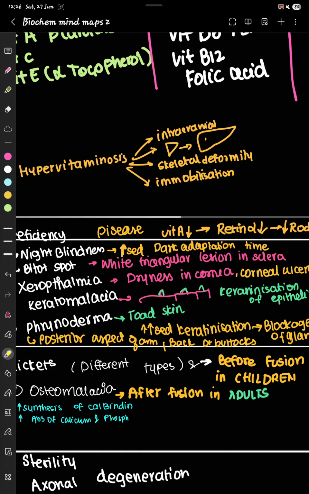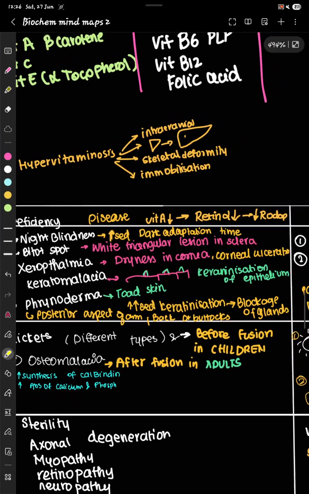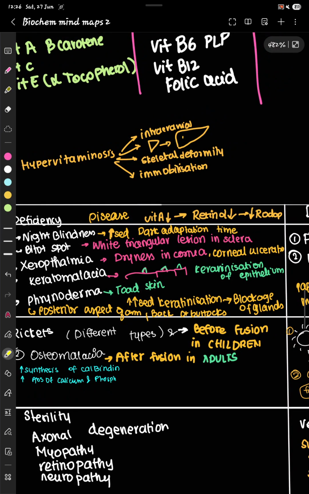Keratomalacia is the keratinization of epithelium. Phrenoderma is dry skin, so there is increased keratinization and blockage of the adnexal glands, and then the posterior aspect of the arm and buttocks get a toad-like appearance of skin. So that's about phrenoderma.